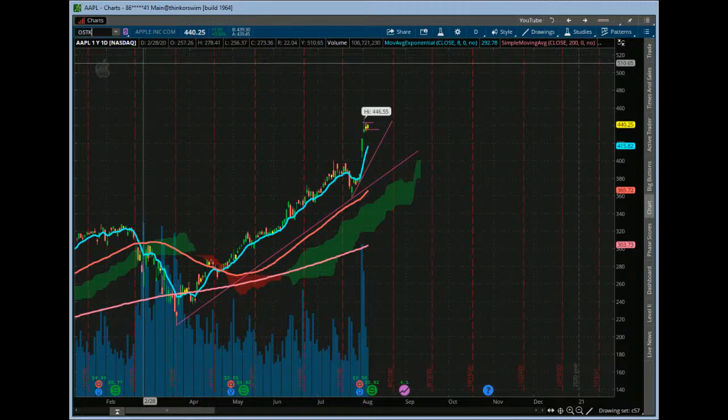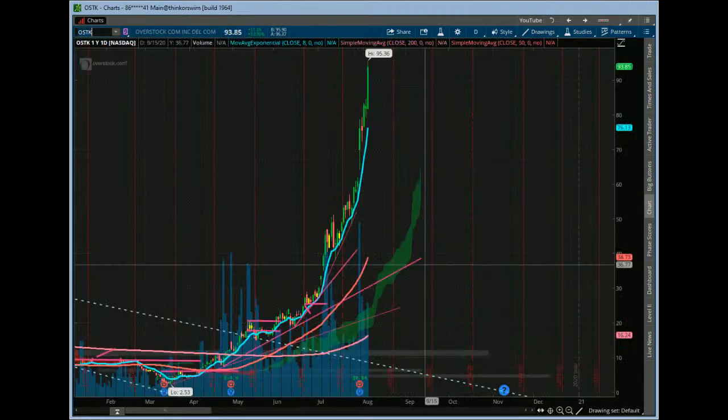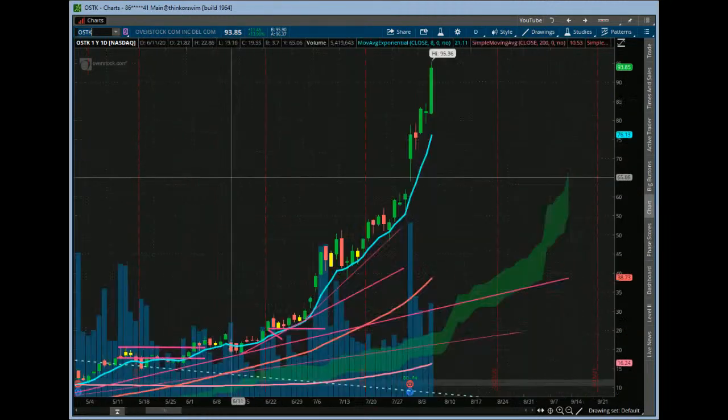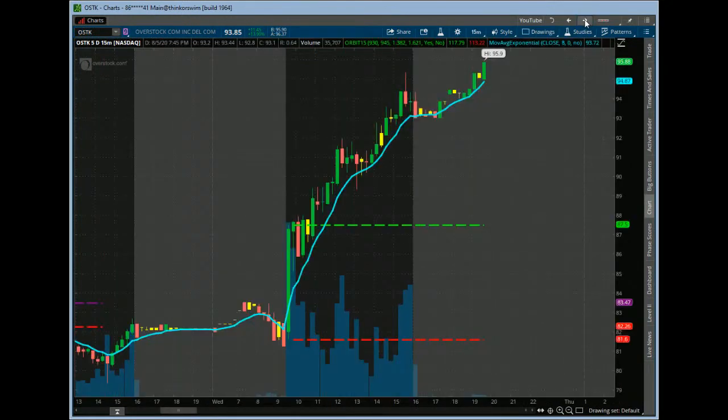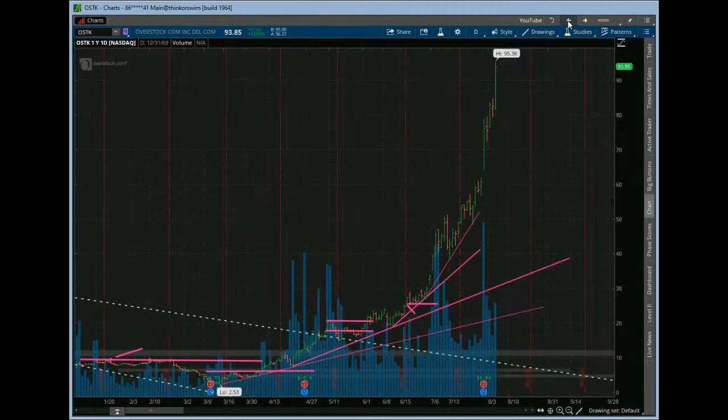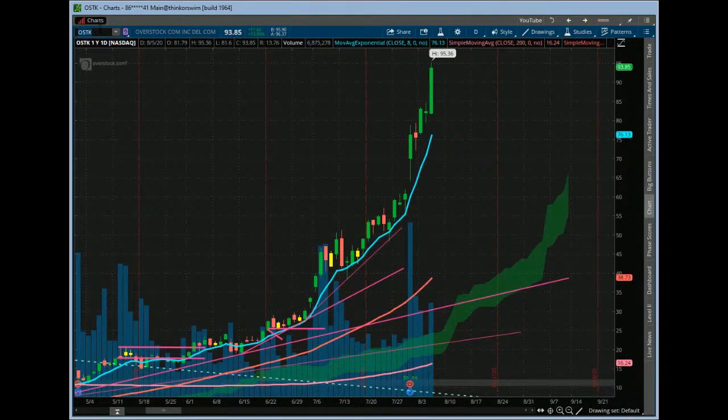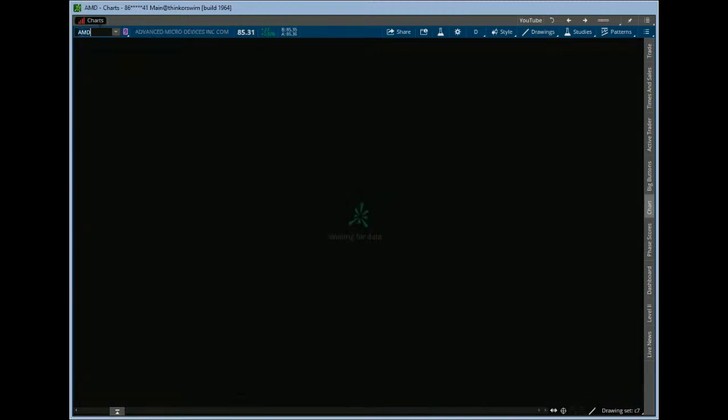Trelly, what's going on? So OSTK, like we say, whenever you're bored, just see what Overstock's up to. And there it is, pushed its way up to 200. I'd say this thing's been incredible. Again, inside 15 up, low volume pullback to the ADMA, and then another move up on this one. Amazing stuff.